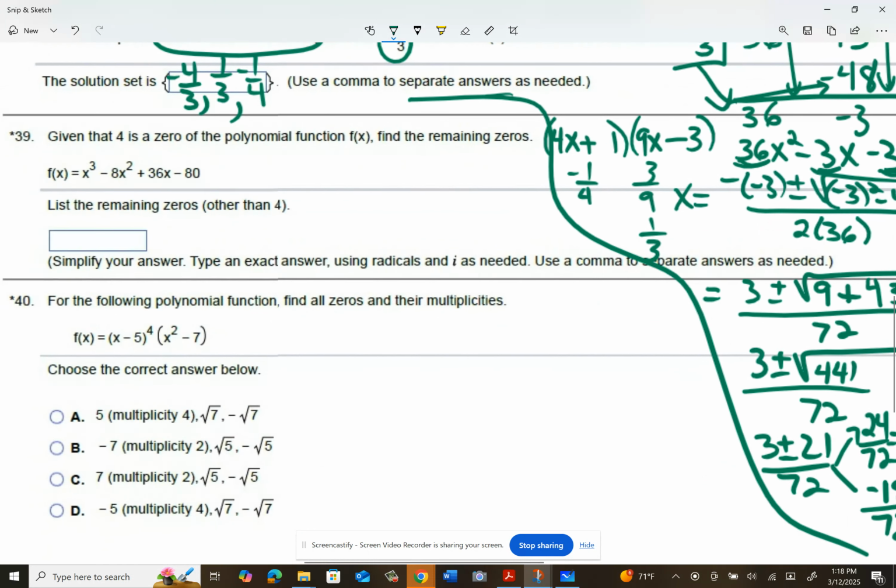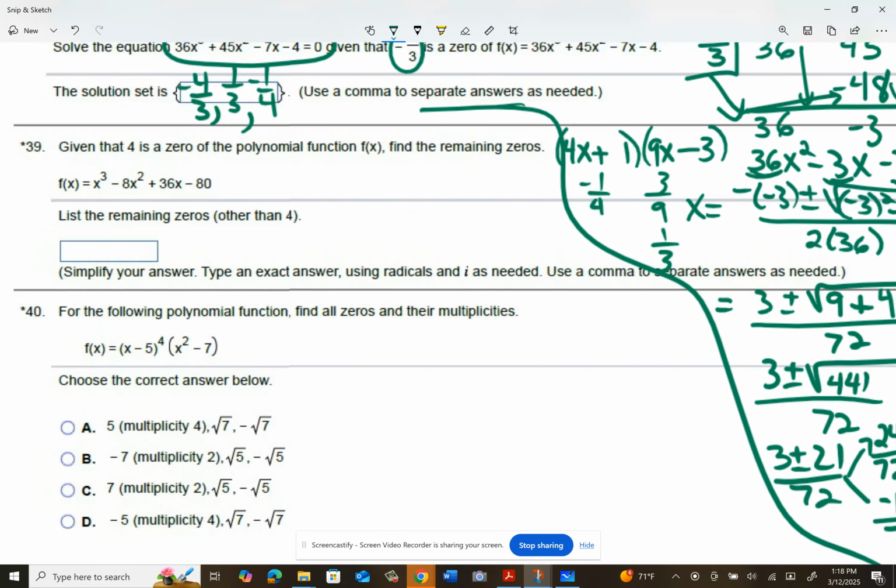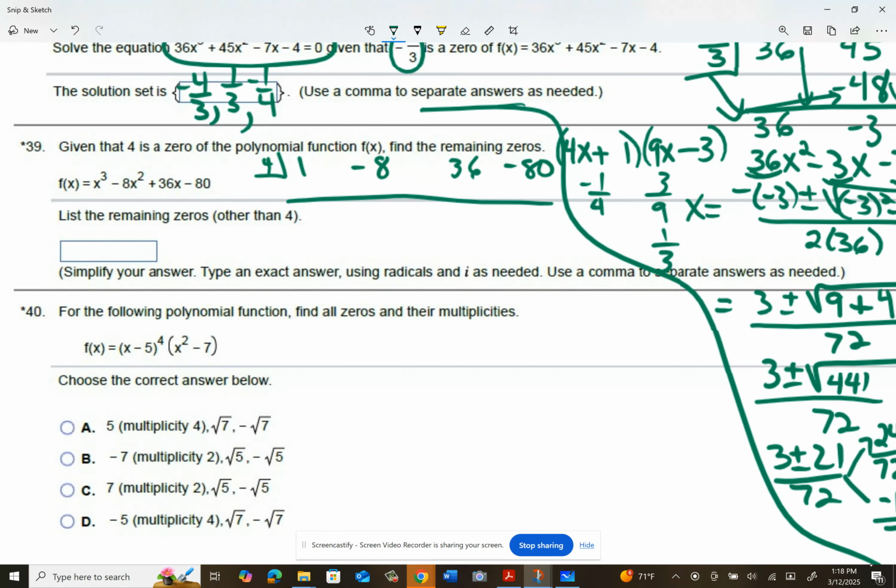Let's go ahead and look at number 39. So this one says, if we know 4 is a 0, find the remaining zeros. Okay. So let me go ahead and work that problem out. So I would put 4 in the box, and then I would write down all the rest of the factors. I would leave a little space and draw a line and then go through the synthetic division process. So you take a moment to do this as well.